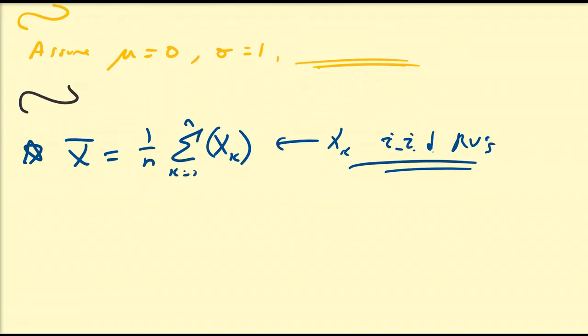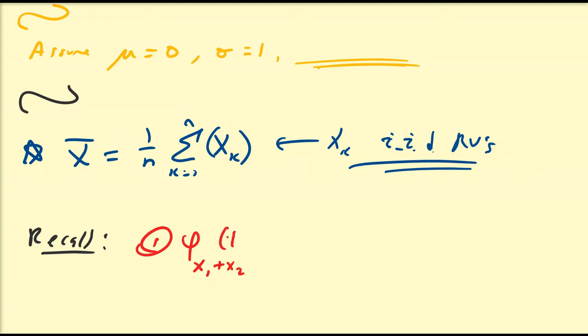All right, so recall some properties for characteristic functions. The first property you should know is that the characteristic function of the sum of random variables x1 and x2, with parameter t, is equal to the product of the characteristic function of x1 times the characteristic function of random variable x2.